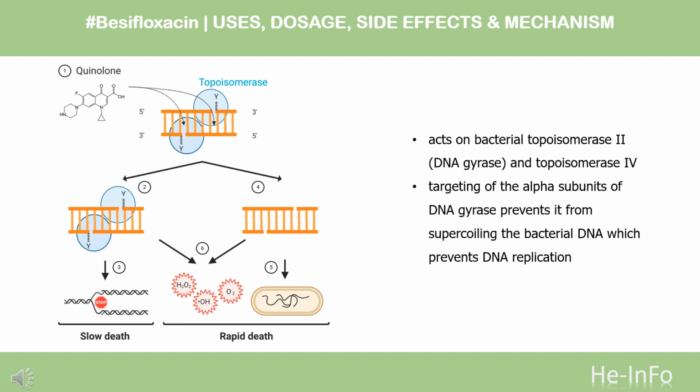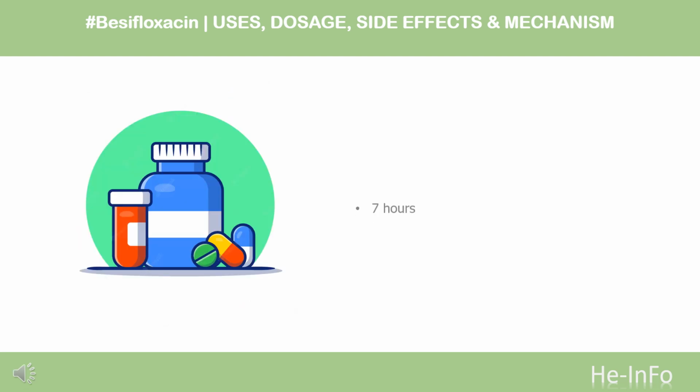Mechanism of action. Besifloxacin is a bactericidal fluoroquinolone type antibiotic that inhibits bacterial enzymes, DNA gyrase and topoisomerase 4. By inhibiting DNA gyrase, DNA replication, transcription, and repair is impaired. By inhibiting topoisomerase 4, decatenation during cell division is impaired. Inhibiting these two targets also slows down development of resistance.